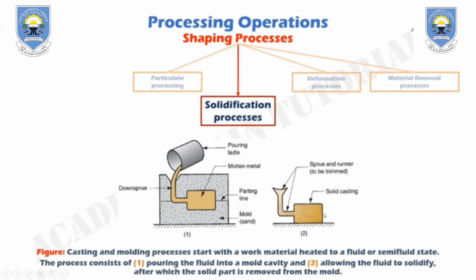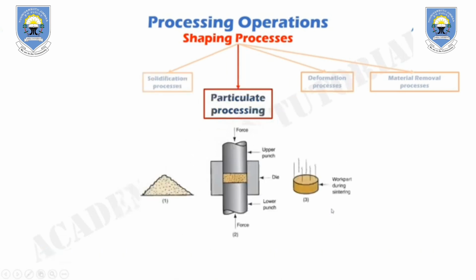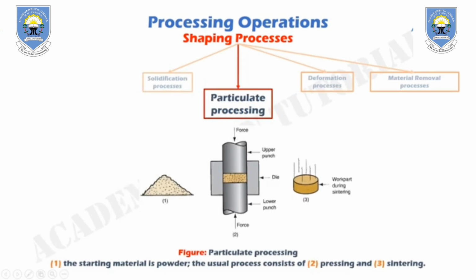In particulate processing, the starting materials are powders of metals or ceramics. Although these two materials are quite different, the processes to shape them in particulate processing are quite similar. The common technique in powder metallurgy involves pressing and sintering, illustrated in this figure, in which the powders are first squeezed into a die cavity under high pressure and then heated to bond the individual particles together.